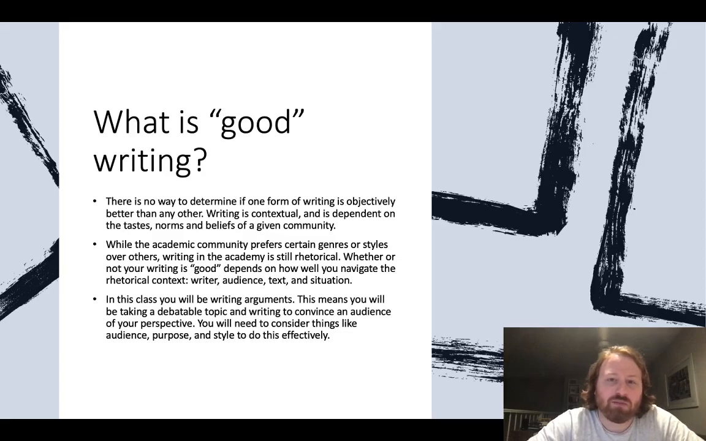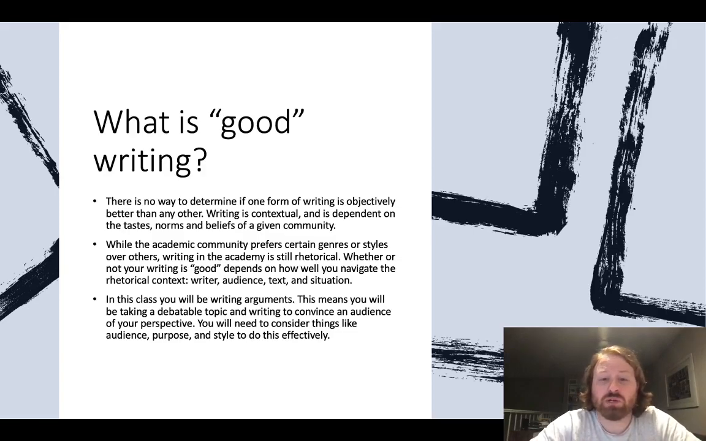Now that doesn't mean that we can't practice and get better at writing. That just means that the way that we do it is we have to be aware of the situation that we're writing into. Okay? So even though the academic community prefers certain genres or styles over others, it's still rhetorical. Whether or not your writing is good depends on how well you navigate the rhetorical context. And the rhetorical context is the writer, the audience, the text, and the situation. So how all of these things interact with each other determines what your writing is going to look like.